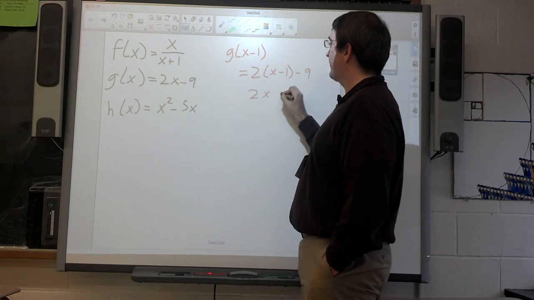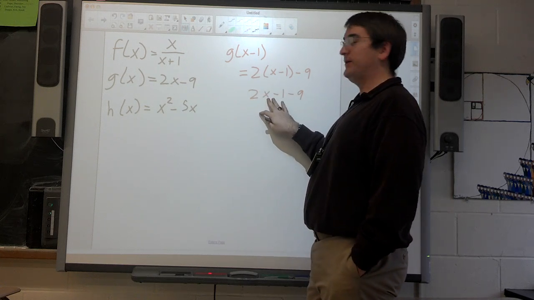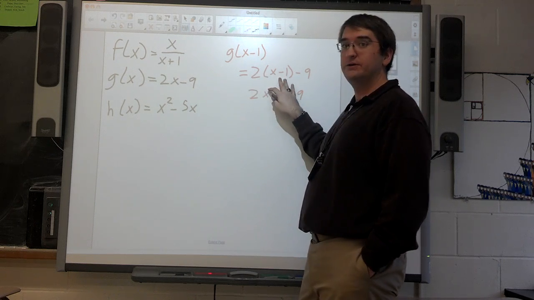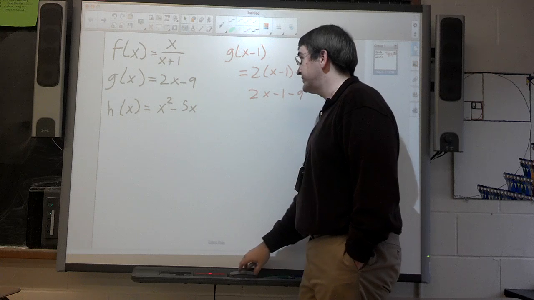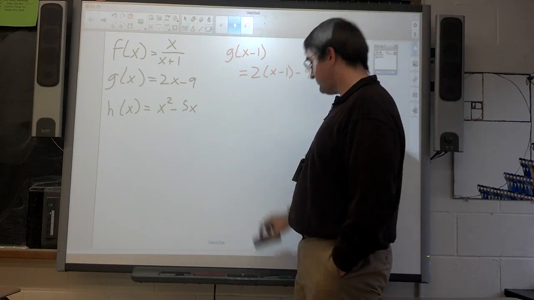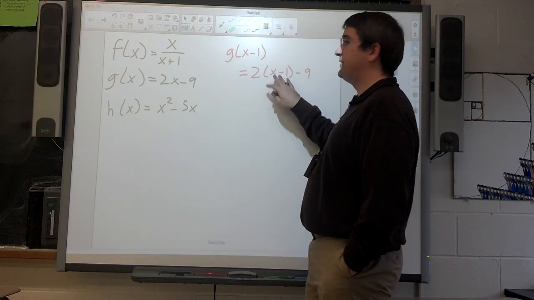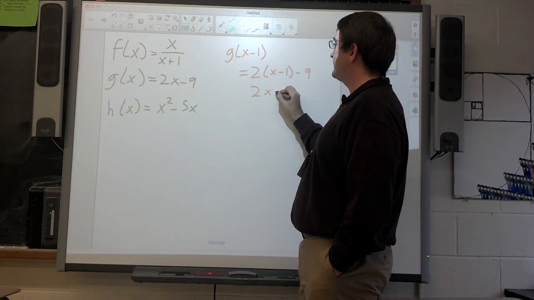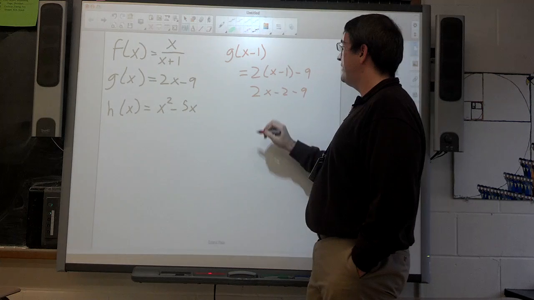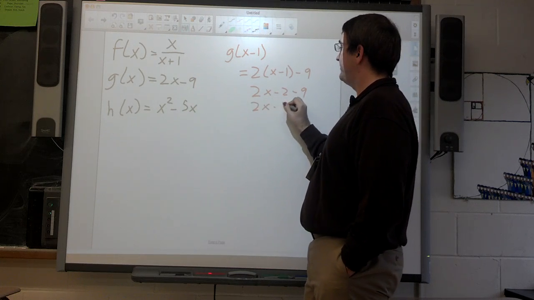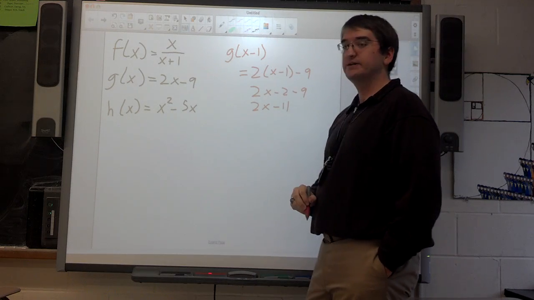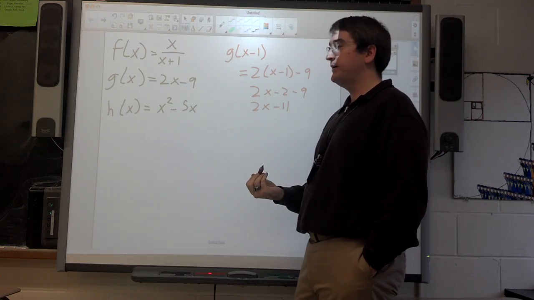Don't do this, of forgetting parentheses, because the whole point is you need to distribute. Distribute and then combine like terms. So substitute in the x minus 1, making sure you put it in parentheses. Distribute the 2, we get 2x minus 2 minus 9, and then combine like terms, 2x minus 11. So g of x minus 1 is 2x minus 11. That's how that would work.